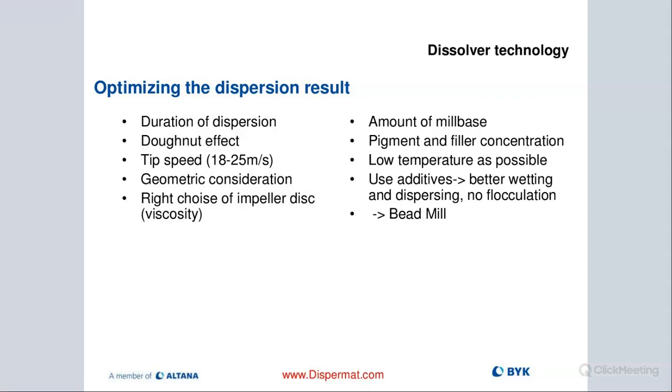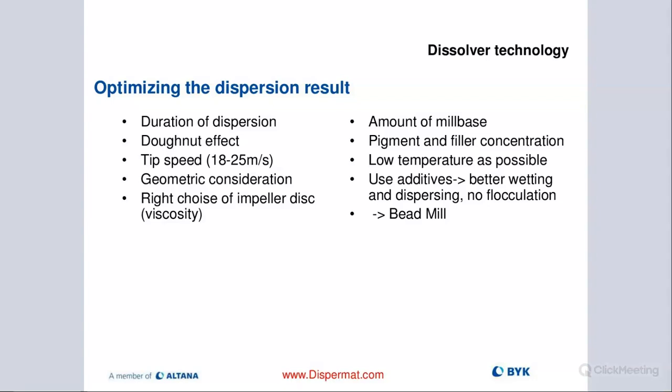We also want to look at the diameter of our dispersing blade. We want to use the right choice of impeller disc. There are different types on the market. Everybody has their own preferred design. You want to make sure that you choose the correct one. 50% fill rate is ideal, with a range of 40 to 70%. We want to look at our pigment and filler concentration.